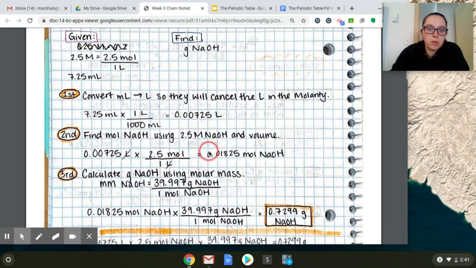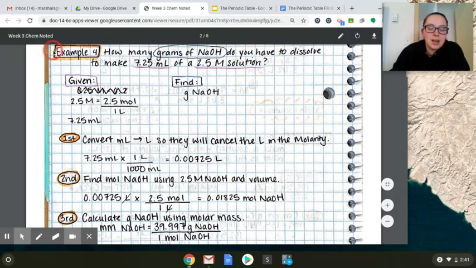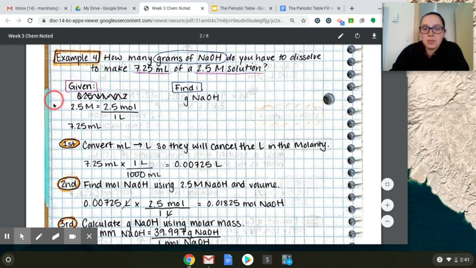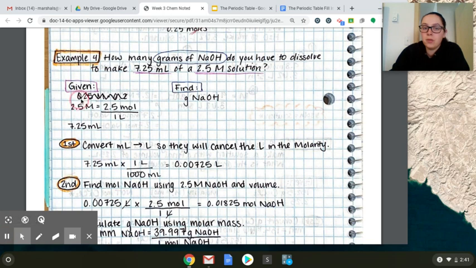Example number 4 has lots of extra steps. Example number 4, how many grams of NaOH do you have to dissolve to make 7.25 milliliters of a 2.5 molar solution?